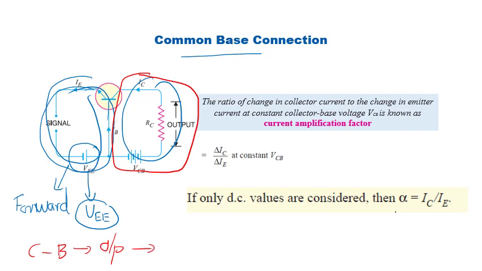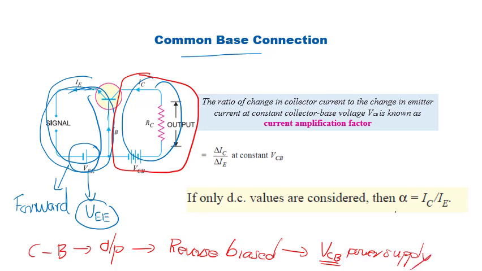Here this region is reverse biased. You can see the positive terminal is connected to the collector and the negative terminal is connected to the base. Since we are using an NPN transistor, this region is reverse biased, and this reverse biasing is ensured by the VCB power supply. This power supply ensures that the collector-base junction is reverse biased.